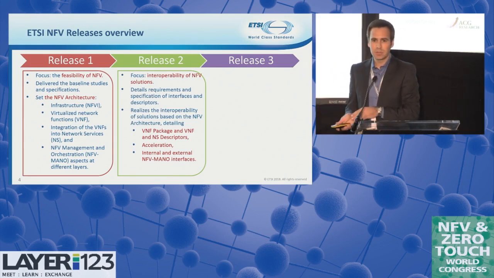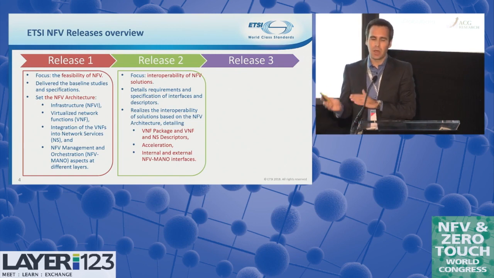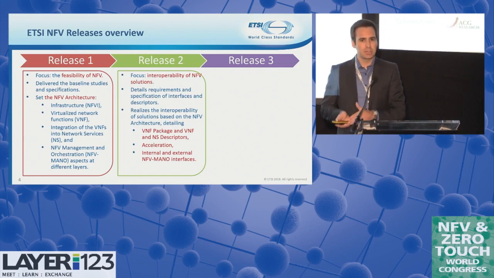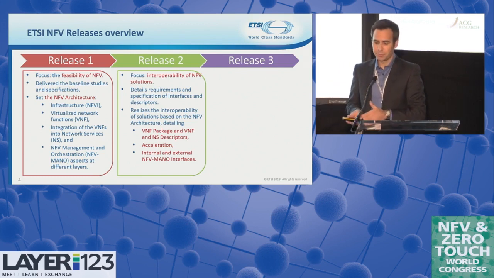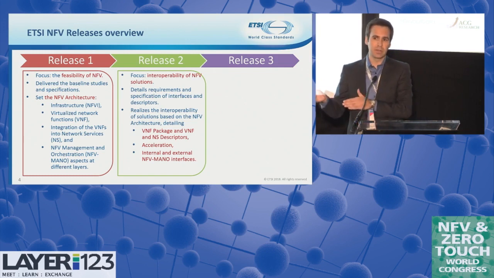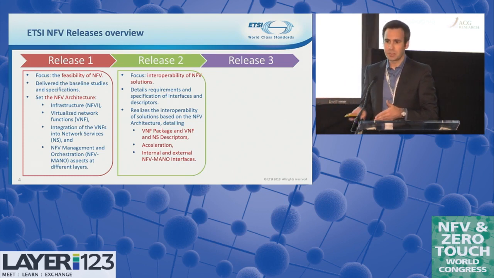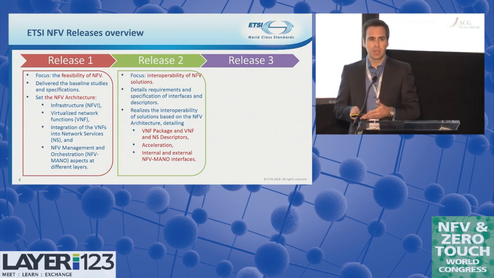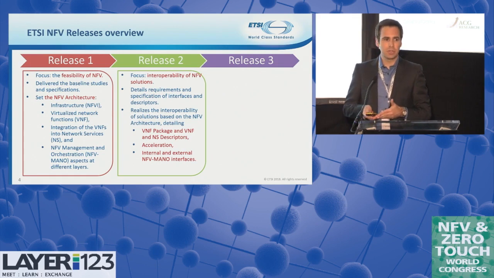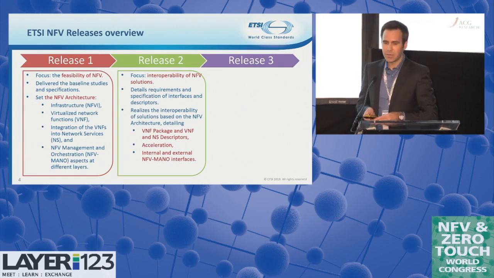In Release 2, basically what we did was to take over all the work from Release 1 in terms of the definition of the architecture and focus on providing interoperability on that architecture. For this, we formalized the requirements, interfaces, data models, and so on. For example, we delivered very clear specifications about the packages of the VNFs, the description of VNFs and network services, acceleration aspects, which are necessary in production environments for the infrastructure, and also defining internal and external interfaces of the NFV MANO stack.